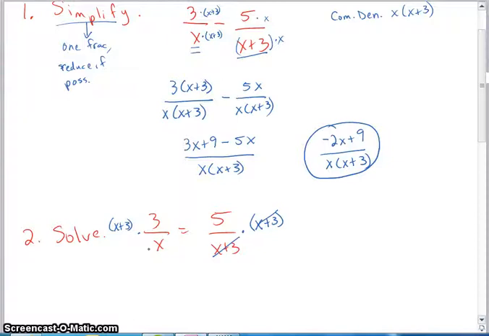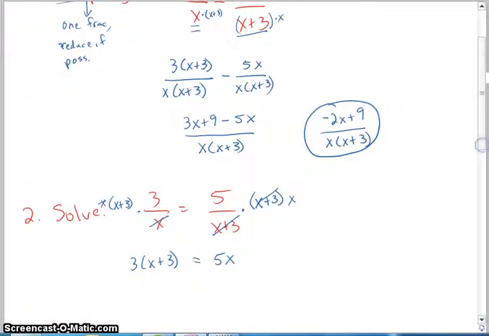But I also have this dividing by x that I want to get rid of. So I'm going to multiply by x as well. So on the left-hand side, I just have 3 times x plus 3. On the right-hand side, I have 5 times x. Now I would solve this like normal. So x equals 9 divided by 2. My restrictions are negative 3 and 0. So 9 over 2 is a perfectly good answer.